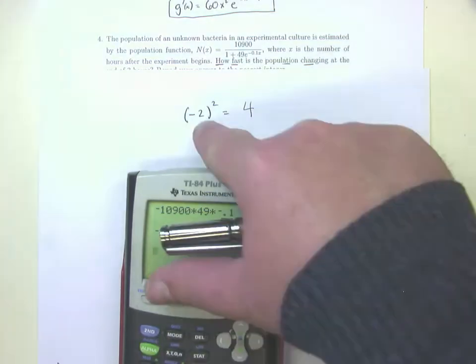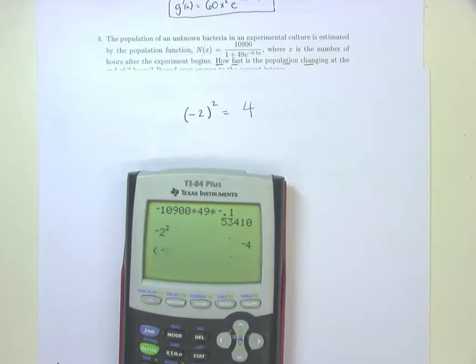But that's not what we got. We got -2 squared. And what's -2 squared? That's actually the real answer. When you square a negative, negative times negative is positive. The answer is really +4.